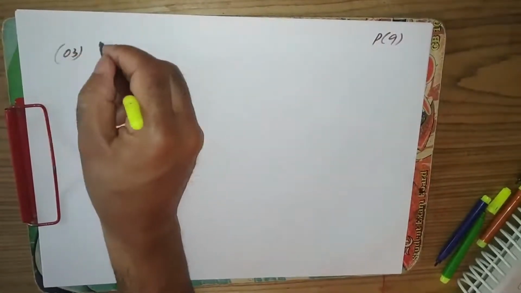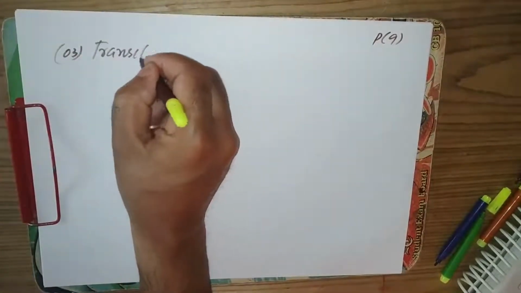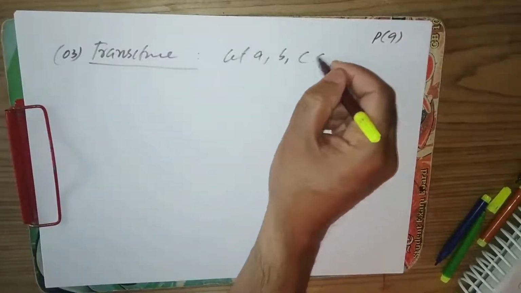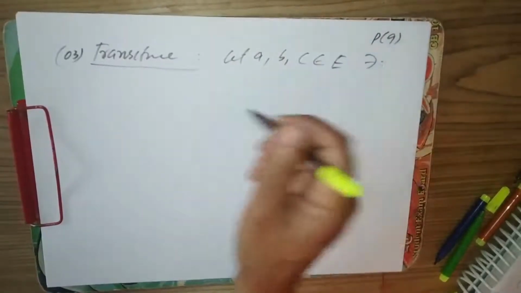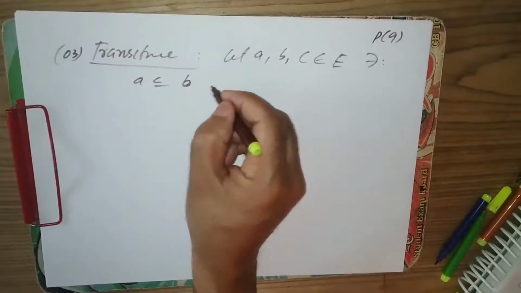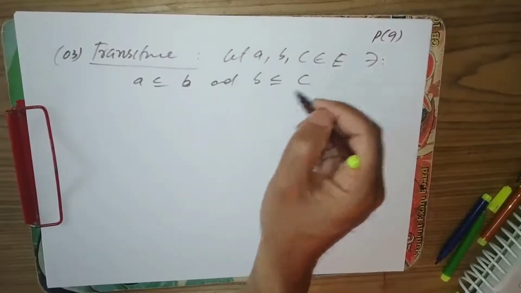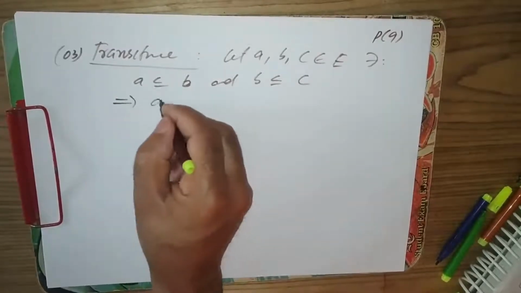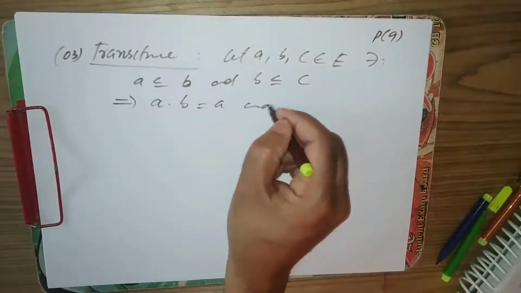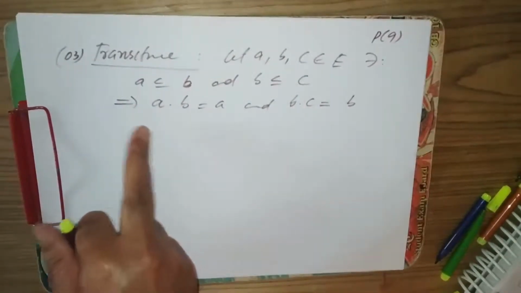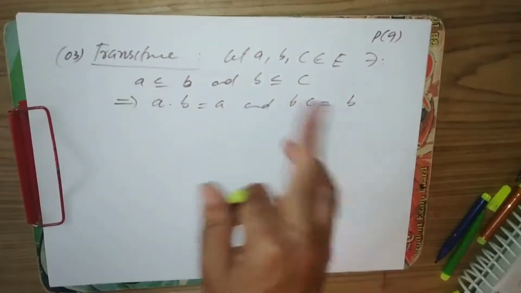So next we show that it's also transitive. For this we choose any three elements A, B, C in E such that A is less or equal to B and B is less or equal to C. We need to show that A is less or equal to C. A less or equal to B means that A dot B is equal to A, and B dot C is equal to B. So we need to show that A dot C is equal to A. So that will give A is less or equal to C.